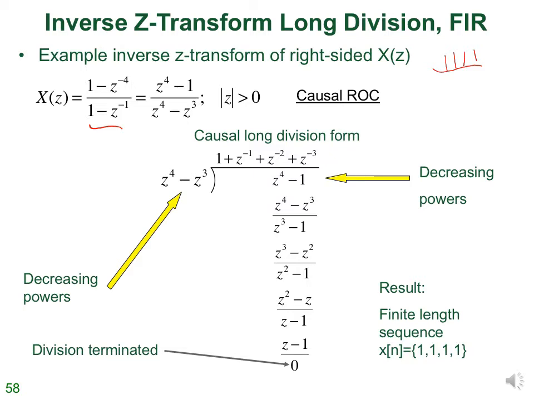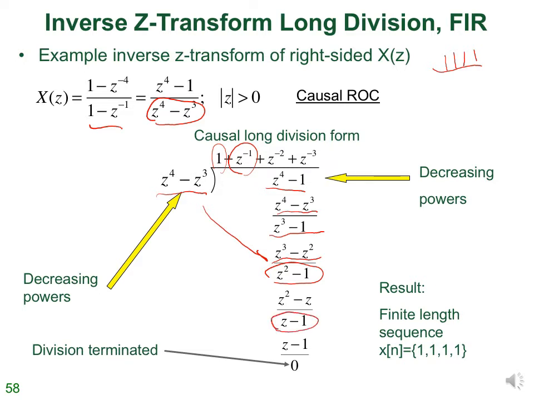So first value is 1, so I get z to the 4 minus z cubed, subtract that, and I have a remainder z cubed minus 1. Now I multiply by z to the minus 1, get z cubed minus z squared. When I multiply that, subtract, I get a remainder again. And I repeat this until this last step, I have a remainder z minus 1. I multiply z to the minus 3 times z to the 4 minus z cubed. I get z minus 1, and the remainder is 0, and it terminates.